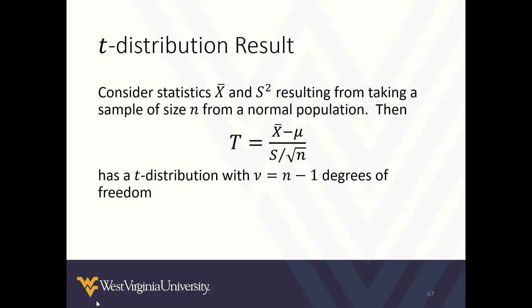Since we have to consider the statistics of our sample mean and our sample variance resulting from taking a sample of size n from a normal population, in this case our statistic of interest will be t equals our sample mean minus mu over our sample standard deviation divided by the square root of n. So very similar to what we were looking at with the sampling distribution of our sample mean. And this will follow a t-distribution with degrees of freedom n minus 1.